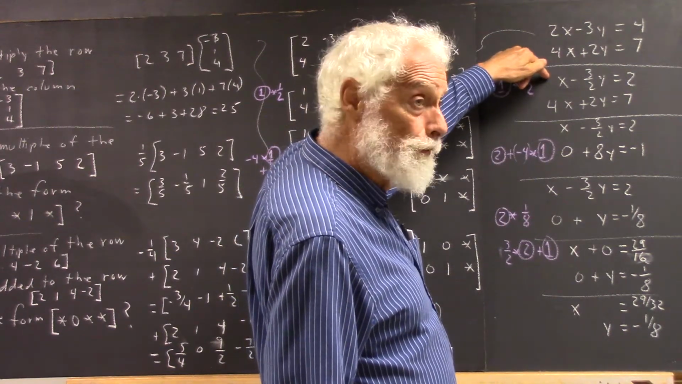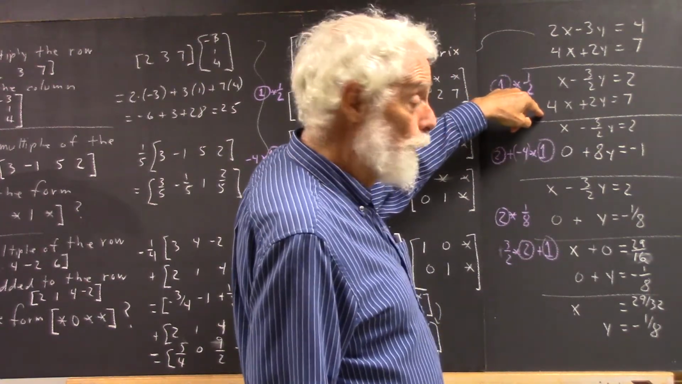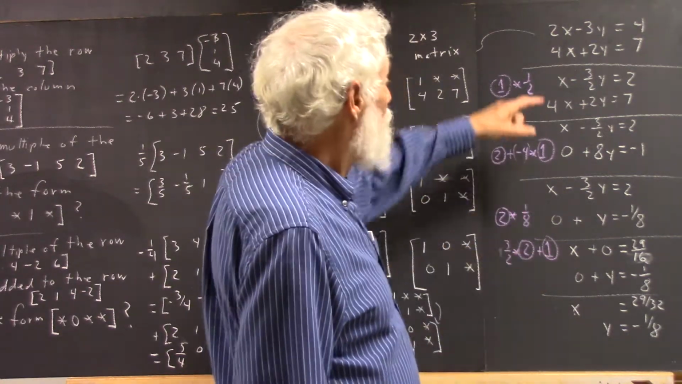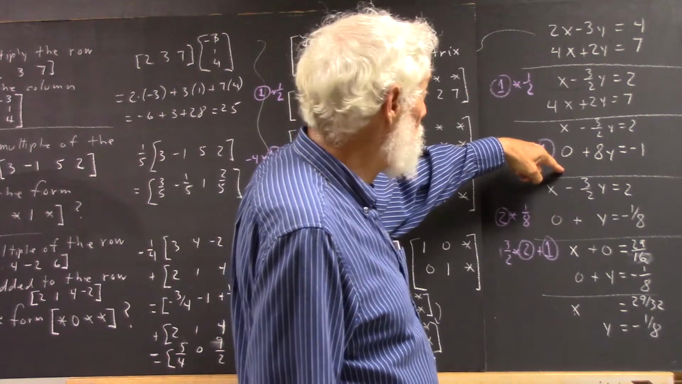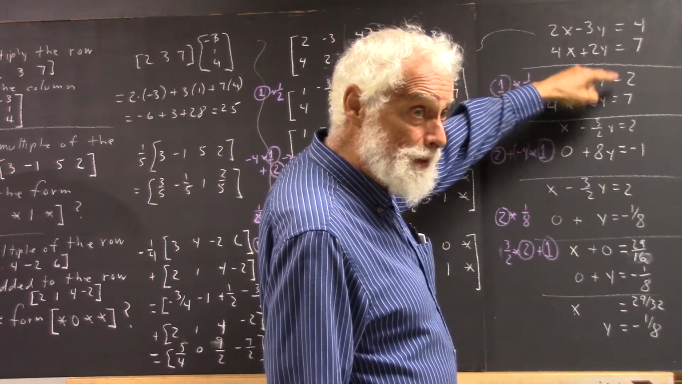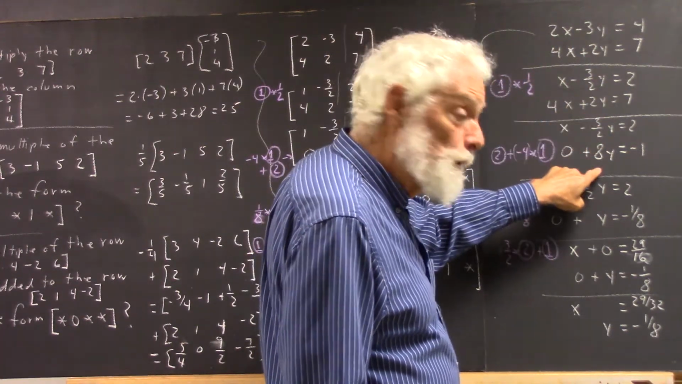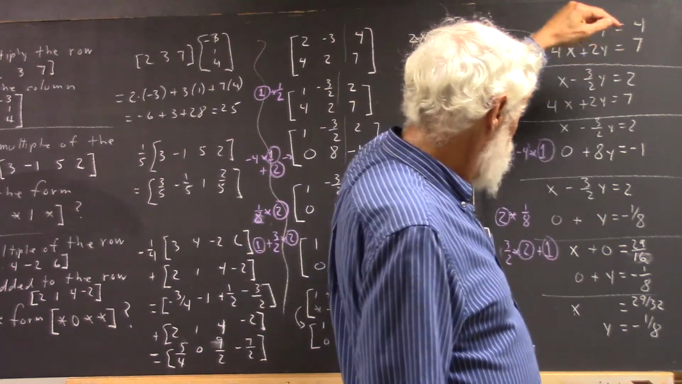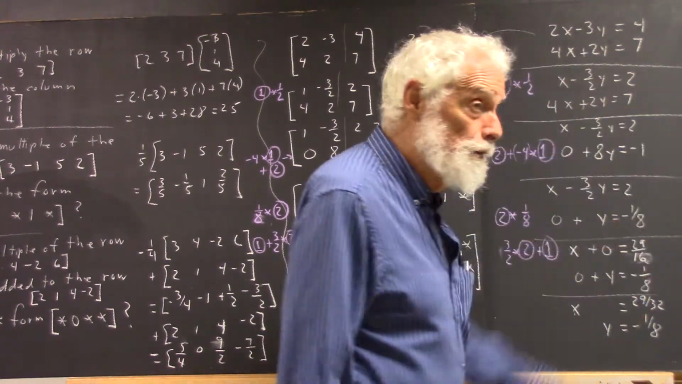I'm going to get a -4x here, and when I add the equations, I'm going to add the -4x to 4x to get 0. So that's what I do. -4 times x is -4x, added to 4x gives me 0. -4 times -3/2 y gives me positive 6y, added to 2y gives me 8y. And -4 times 2 is -8. When added to 7, it gives me -1.